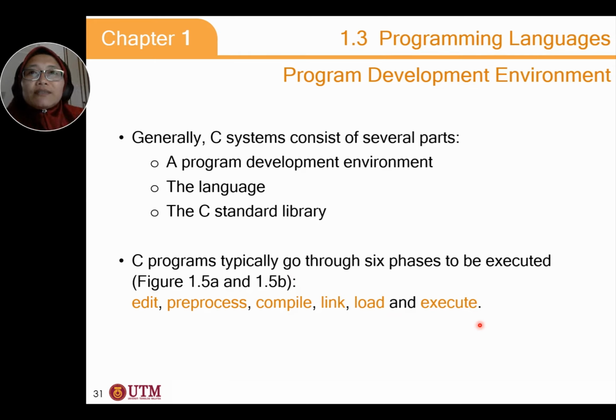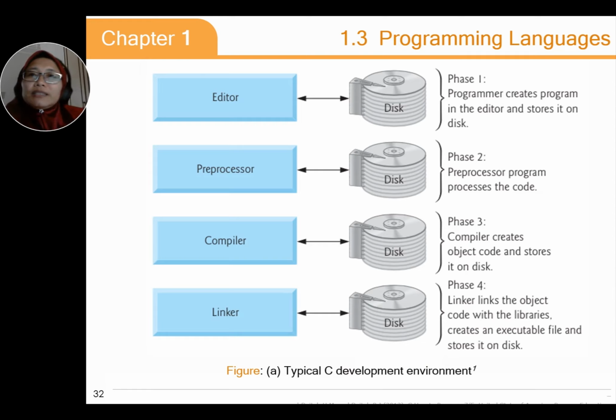What does this mean? Let's have a look at figures 15.A and 15.B. This is a typical C development environment. First, we use an editor. We programmers create programs in the editor and then store them on the disk. In phase 2, the preprocessor processes the code. In phase 3, the compiler creates the object code and stores it on disk. So all of these are still stored on disk.